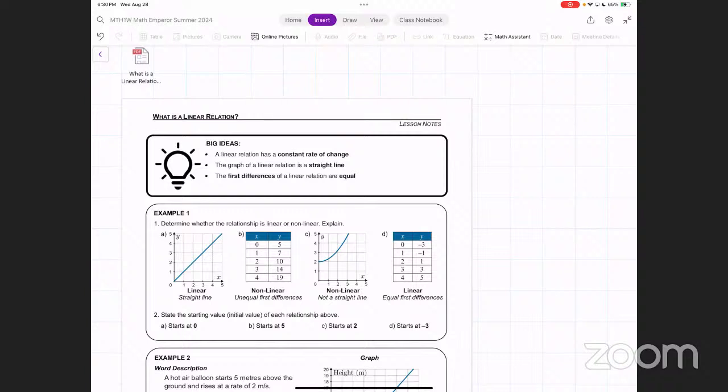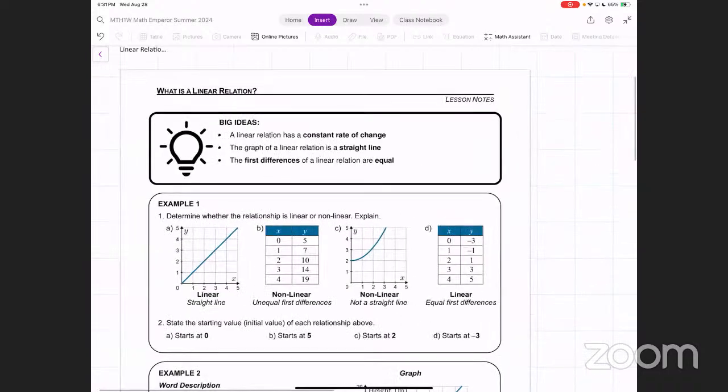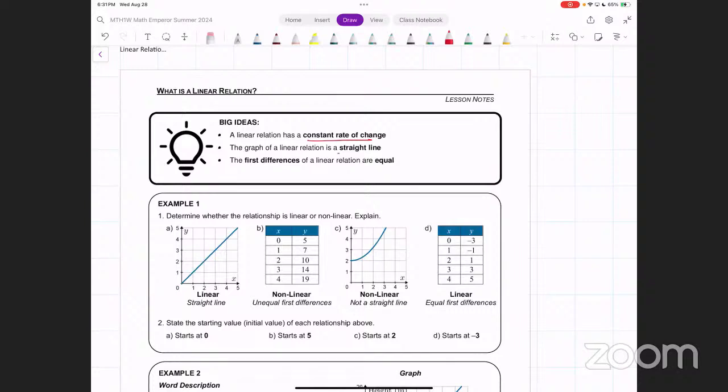But what is linear relation? Last class we talked about how to compare relations. We got a table of values. But a linear relation is basically a relationship between two coordinates, x and y, increasing by a fixed amount. We call this constant rate. So let's look at this example. A linear relation has a constant rate of change, and the graph of that relation will be a straight line. They call this first difference is equal.